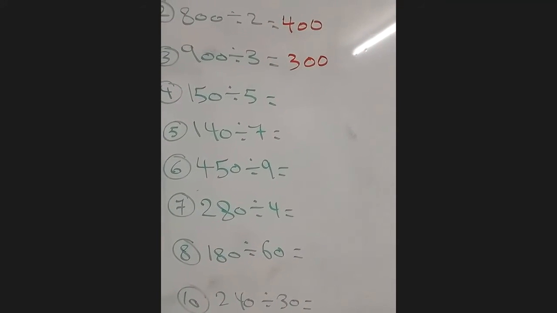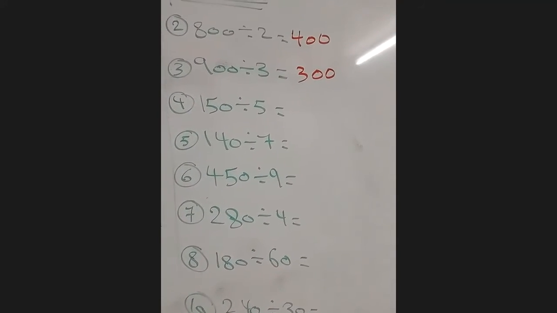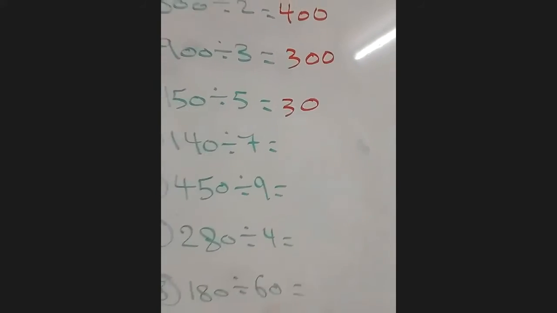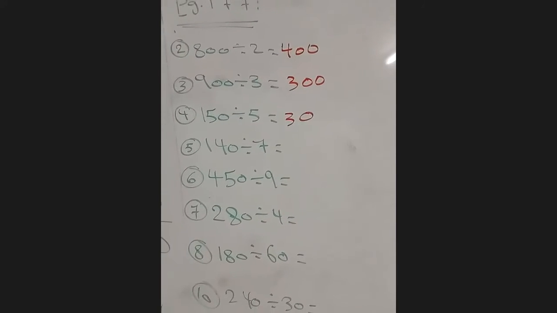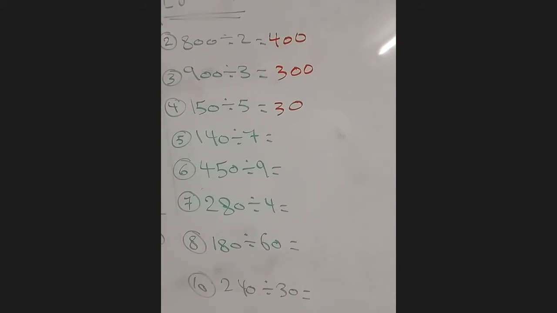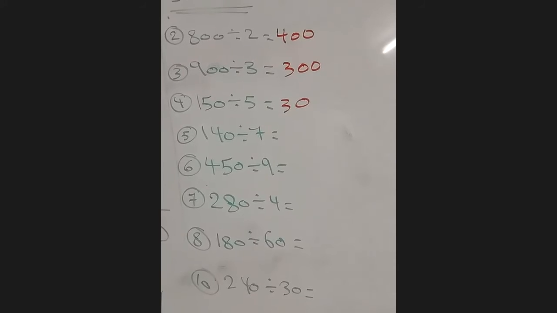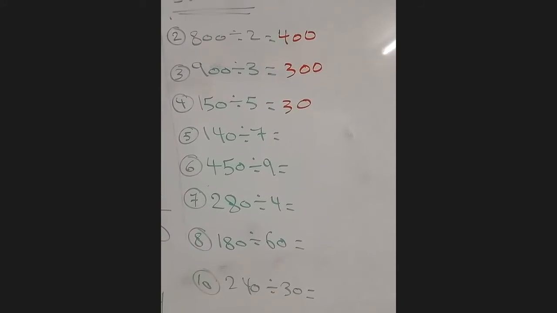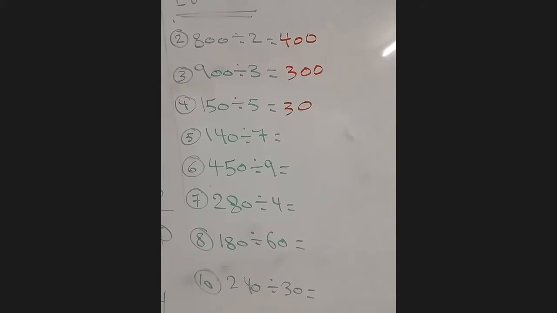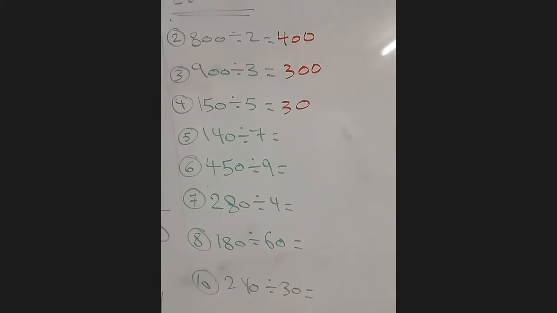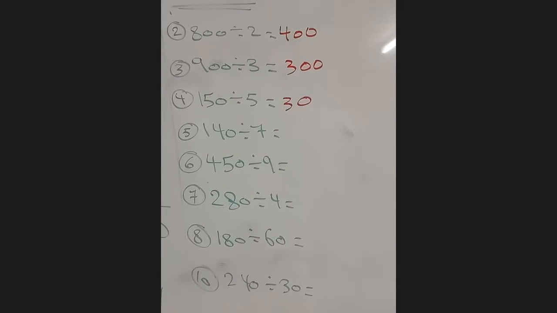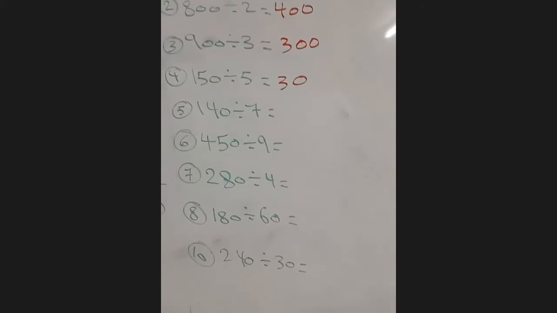150 divided by 5 equals 30. How do we get the 30? Tell me. Okay. 150 divided by 5. 1 is less than 5, so we take 15. 15 divided by 5 equals 3, and there are no zeros to cross, so we put the 0. Excellent, boy. Question 5.